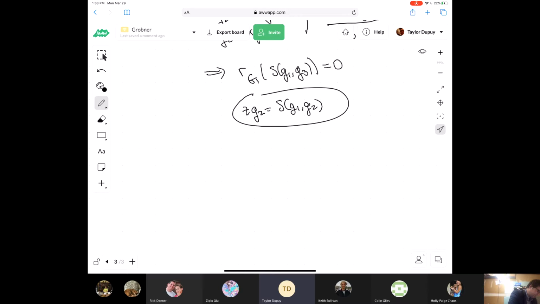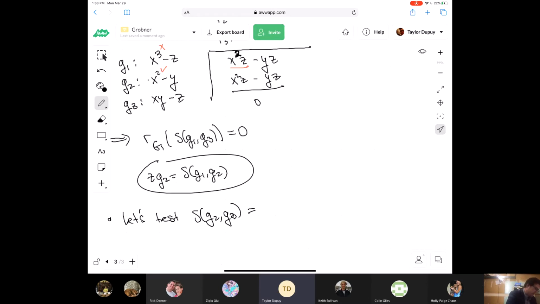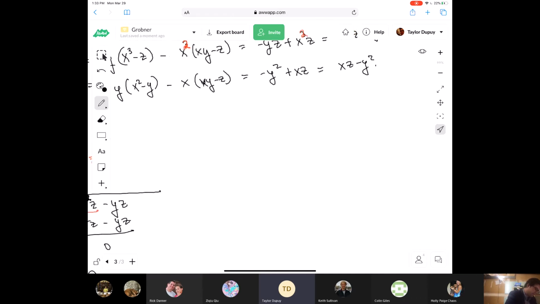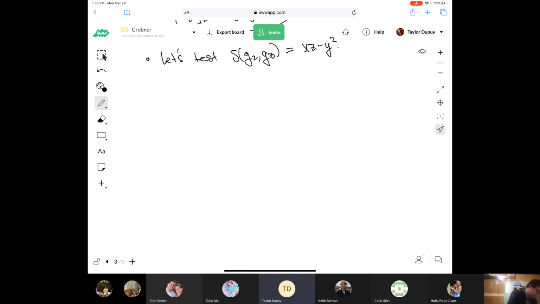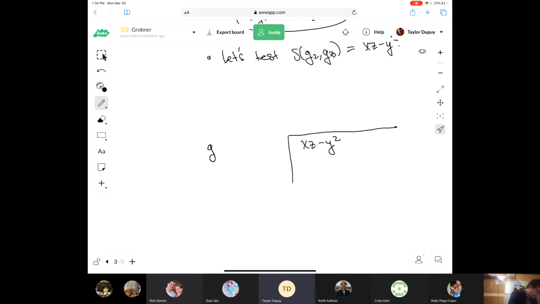Let's test the next one, S(G2, G3). We computed what S(G2, G3) is: it's xz minus y squared. So we do xz minus y squared. So far, we don't have to add anything to the Gröbner basis. G1 is the same thing, x cubed minus z. G2 was x squared minus y. G3 was xy minus z.